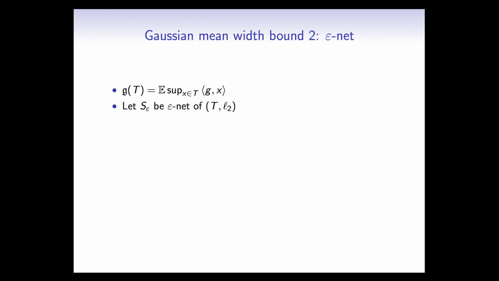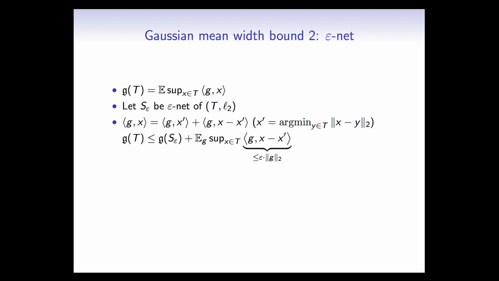So method two is also something that you're probably familiar with, which is to use an epsilon net. Okay, so S sub epsilon is a collection of vectors such that everything in T is within epsilon in L2 distance of something in S sub epsilon. Okay. So for any g dot x, I can write x as x prime plus x minus x prime. And then g dot x is g dot x prime plus g dot x minus x prime, where x prime is the closest point to x in the net.